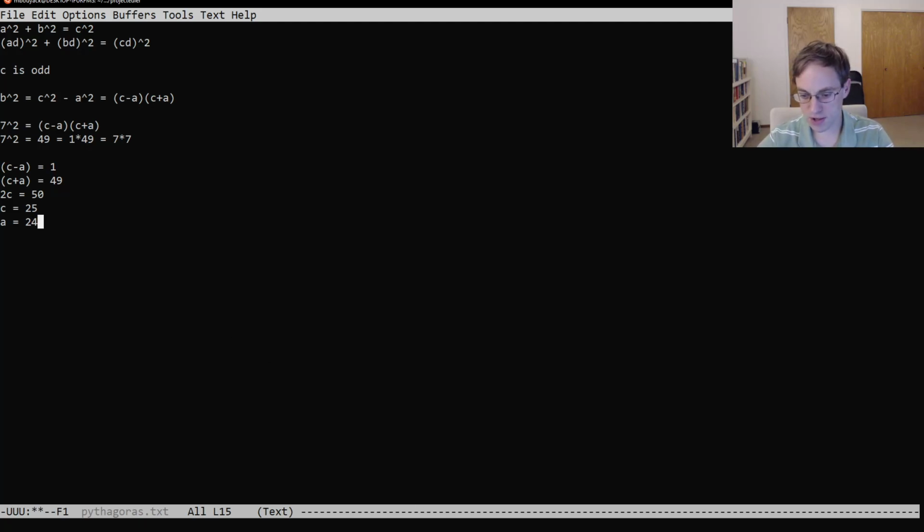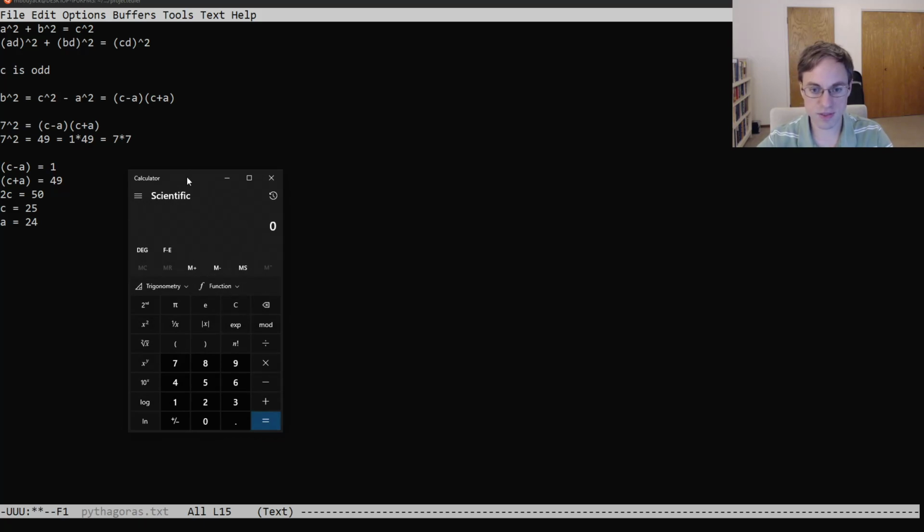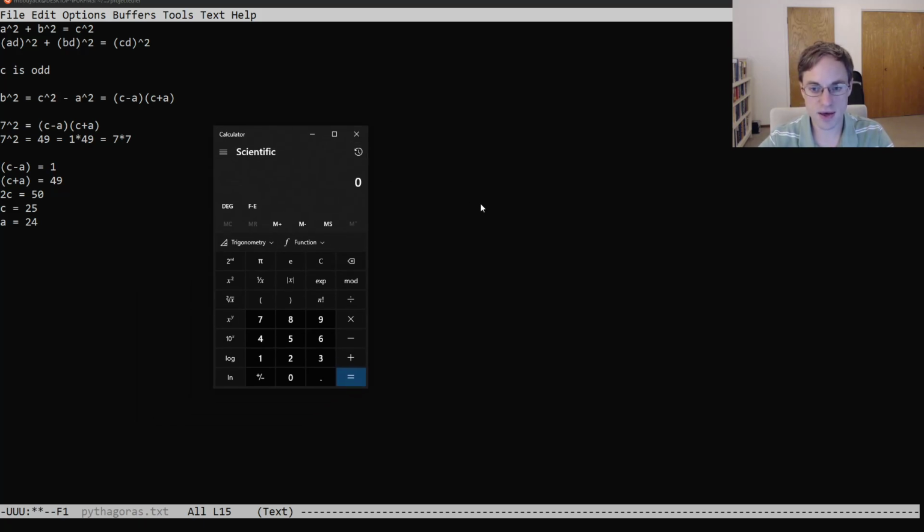And so we can pull up our calculator real quick to just double check that this is in fact a Pythagorean triple. So if we do 7 squared plus 24 squared, and then we take the square root of that, we get 25 as expected. So that is our first Pythagorean triple.